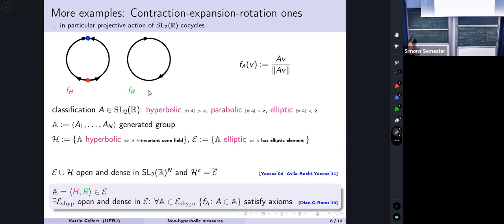Second step is then to prove restricted variational principles. And the third one is to construct non-hyperbolic ergodic measures. A priori, if you just assume that they exist, you want to construct them with positive entropy. Okay, so these are the three main points we proceed to do.